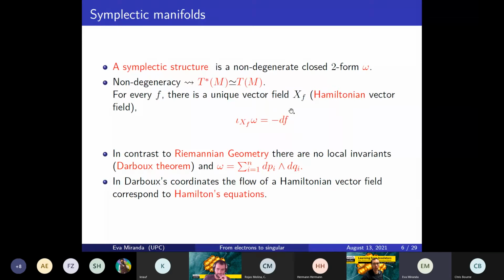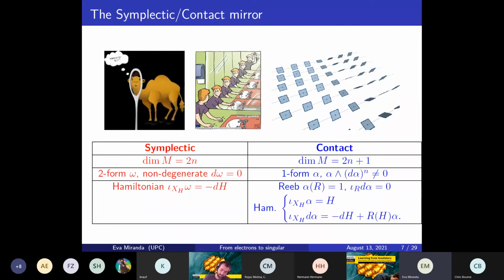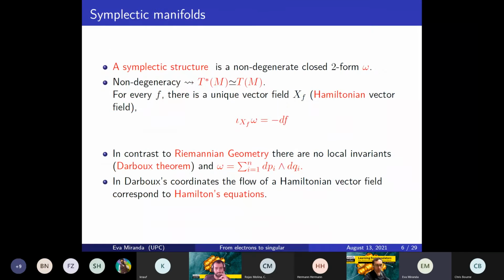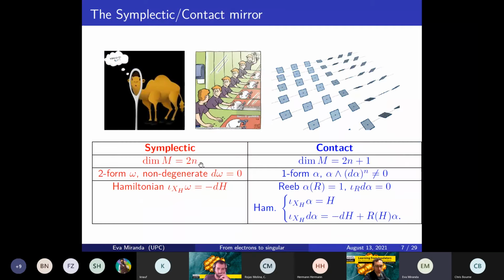What makes symplectic geometry so attractive if we compare it to Riemannian geometry? Well, the first important information is that there are no local invariants, and that's something that is quite funny. When we think about Riemannian geometry, of course, curvature is a local invariant. And when we think about symplectic geometry, there are no local invariants. Locally, all manifolds look like a cotangent manifold. That's indeed going to be the local model for a symplectic manifold. Okay. And then what's interesting is that in Darboux coordinates, the flow of a Hamiltonian vector field corresponds to Hamilton's equations. The condition that omega is a non-degenerate closed two-form imposes an important restriction on the dimension of the manifold.